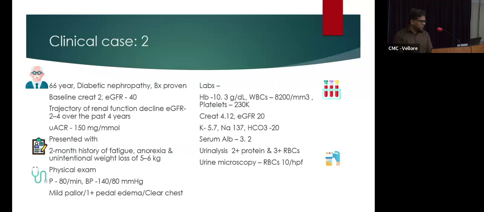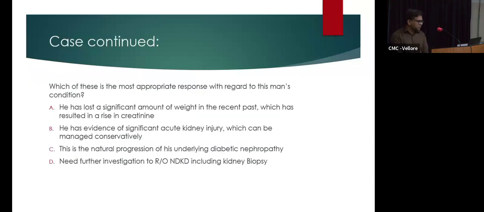On examination, pulse is 80, blood pressure is 140 over 80 mmHg. He had mild pallor, mild edema, but chest is clear. Labs show Hb of 10.3, WBC 8,200, platelets 230,000, creatinine 4.12 increased, and eGFR of 20, fallen from 40, potassium 5.7, sodium 137, bicarbonate 20, serum albumin 3.2. Urinalysis shows 2 plus proteinuria and 3 plus RBCs, and microscopy shows RBCs more than 10 per high power field, including dysmorphic RBCs. So which of these is the most appropriate response with regard to this man's condition?